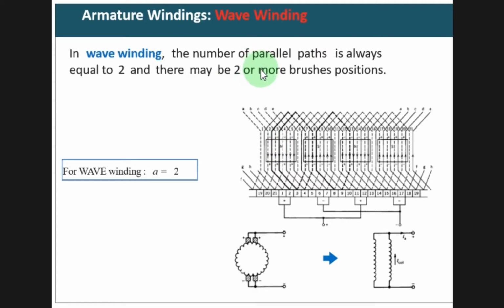In the case of wave winding, the number of parallel paths is always equal to 2. So there are only 2 parallel paths, and there may be 2 or more brush positions. So for a wave winding, A is always equal to 2.